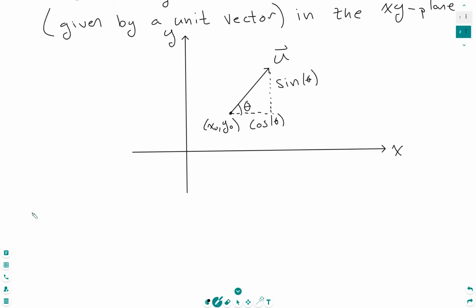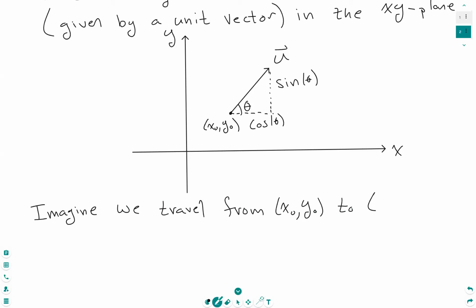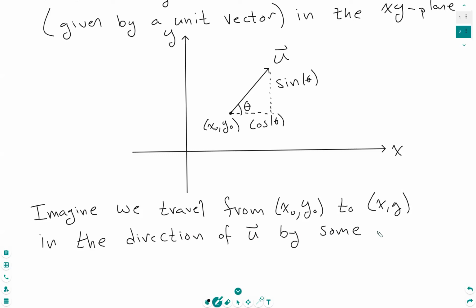So now what we're going to do is imagine we travel from the point x naught, y naught to x, y in the direction of the u vector by some multiple that we'll call h.